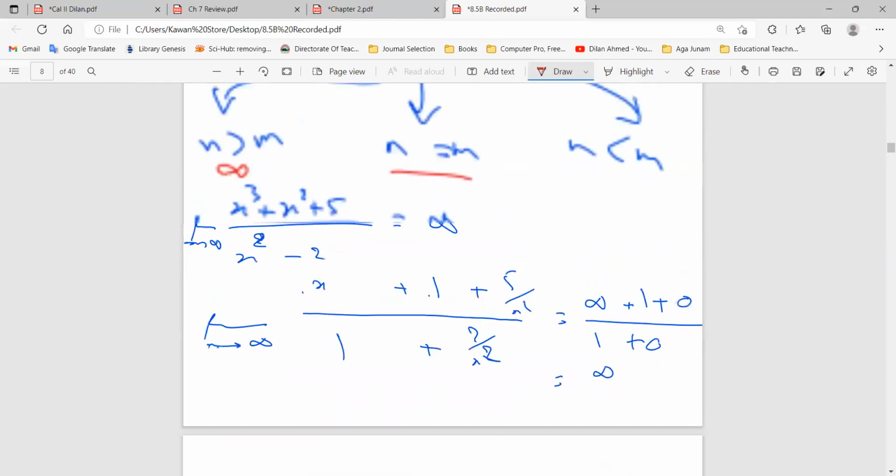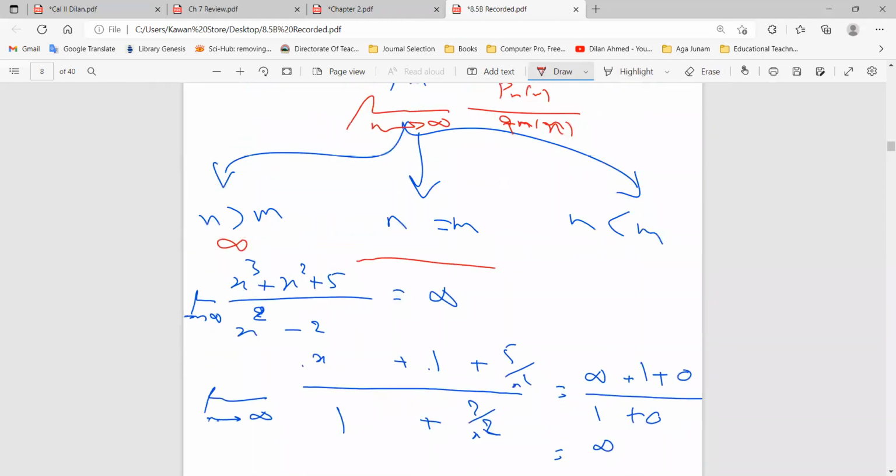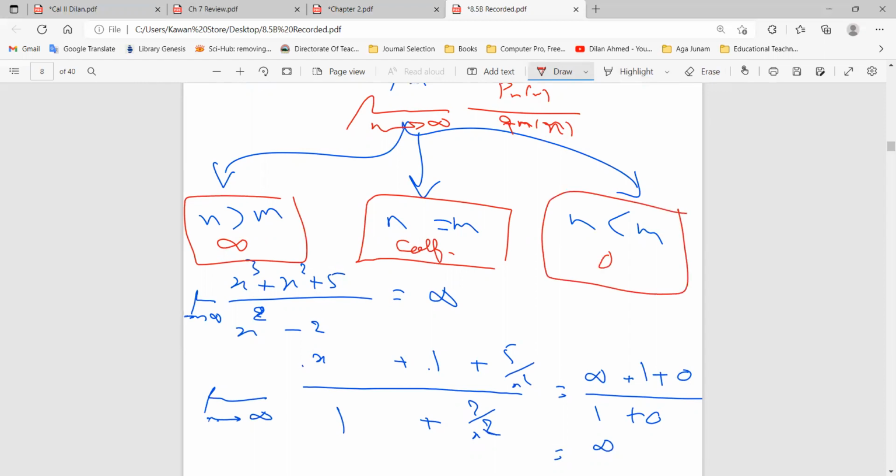So in that case, if they are equal, I say it is equal to what? I say it is equal to the ratio of coefficients. Understood? Now for the third case, I say it is equal to 0.